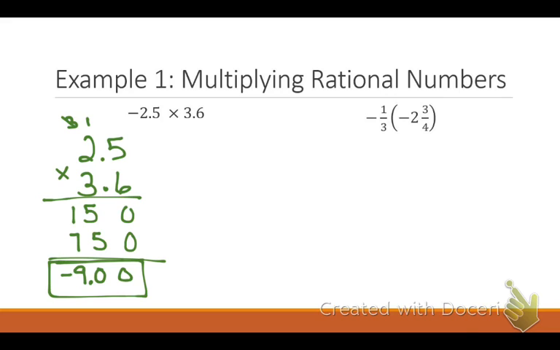All right, multiplying fractions now. What have we said about mixed numbers? What do we need to do to them before we multiply? Tommy? Make them improper. So now I have -1/3 times negative, and that's what, 11/4? Does everybody agree with that?